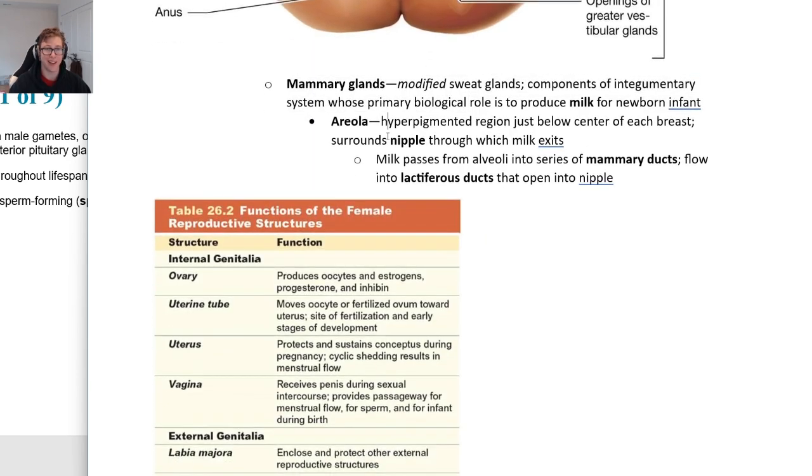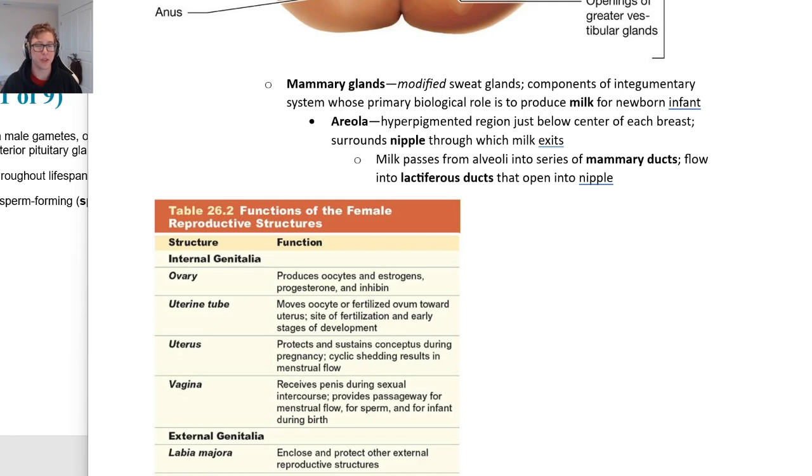In addition, there is a photo on the PowerPoint talking about the mammary glands, which I think the most interesting thing about them is they are modified sweat glands, components of the integumentary system, whose primary biological role is to produce milk for the newborn infant. The areola is the darker color around the nipple, the hyperpigmented region just below the center of each breast. That surrounds the nipple, and that's where milk exits. Milk passes from the alveoli into a series of mammary ducts. They flow into various ducts that open at the nipple.